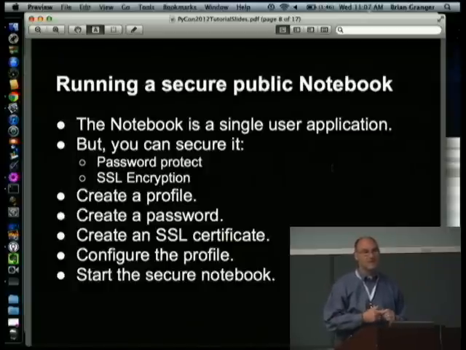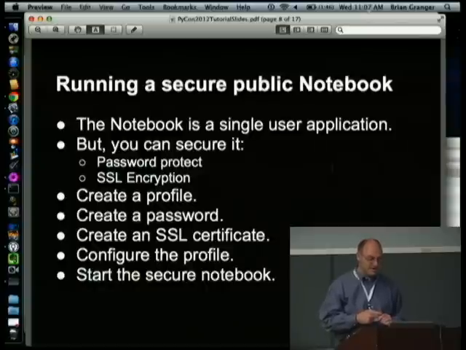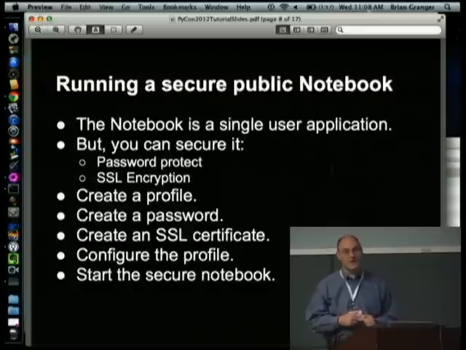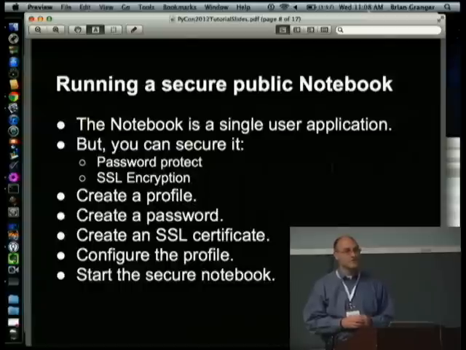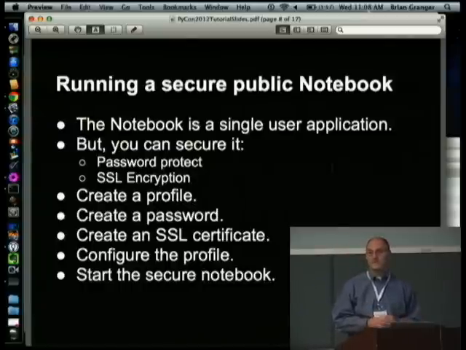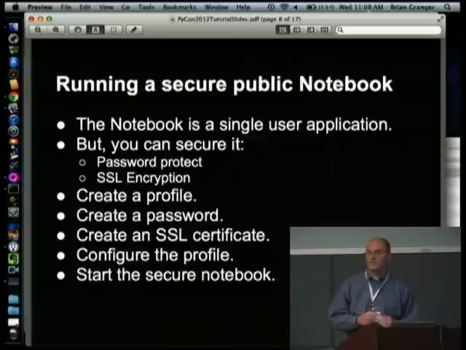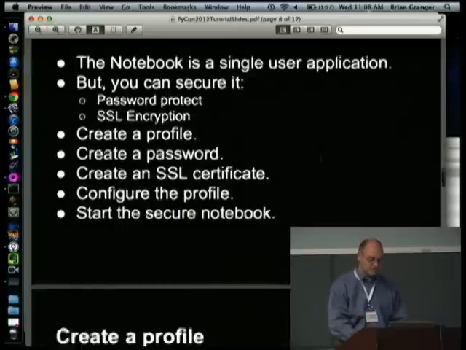The first is password protection. The second is SSL encryption. And there are 5 basic steps for running a secure notebook, and I'll run through each of these steps. The first is to create, or we recommend creating, a custom IPython profile to maintain the configuration. The second, you're going to create a password. Third, you're going to create an SSL certificate. Next, you need to configure the profile to tell the profile about this password and the certificate, and also configure the IP and port, and then you can start the secure notebook.